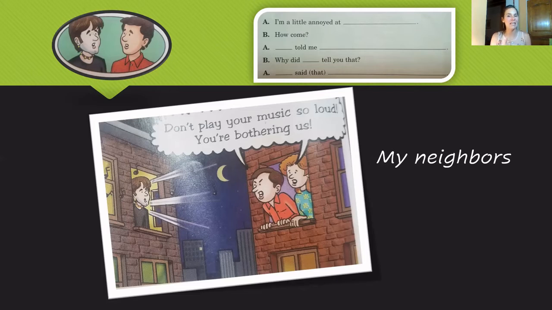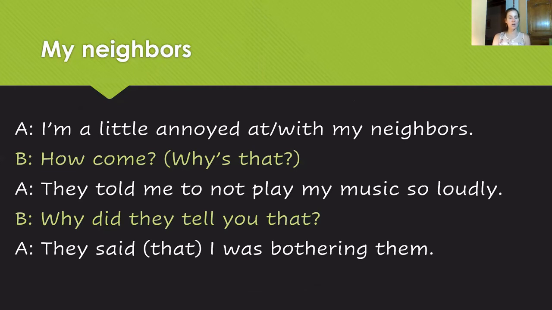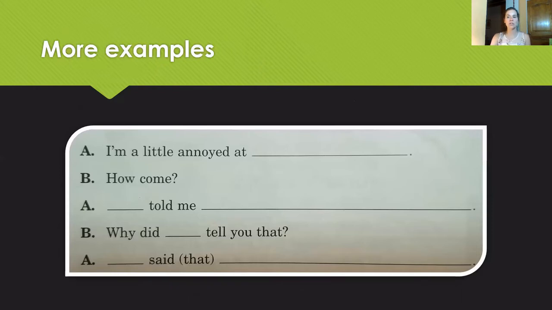They told me not to play my music so loud. We put the word not in front of the infinitive. They told me not to play my music so loud. Why did they tell you that? They said that it was bothering us. Or I'm sorry, it was bothering them. So I'm a little annoyed at or with my neighbors. You can use at or with. Why? They told me not to play my music so loudly. Why did they tell you that? They said it was bothering them. So let's look at more examples using this dialogue.